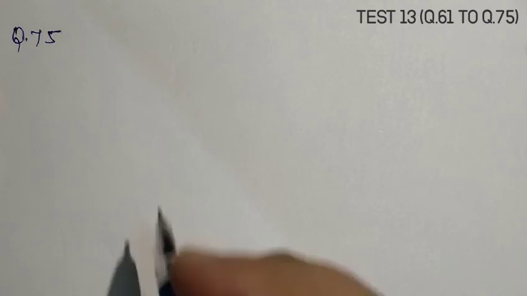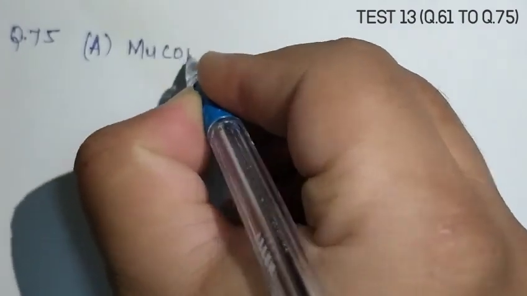Question number 75. Because of a layer of epithelial cells, the stomach of chordates is not damaged. A. Mucus secretion. B. Acidic secretion. C. Dilute HCl. Or D. Renin secretion. Correct answer is A. Mucus secretion.